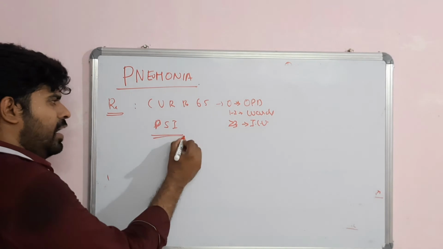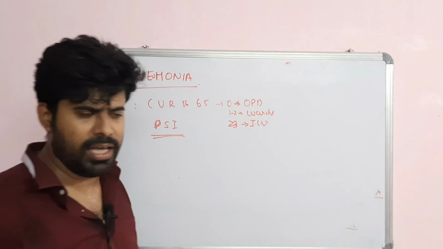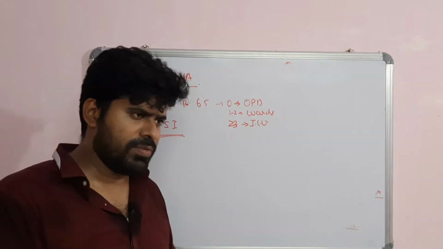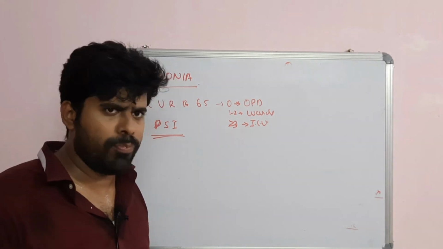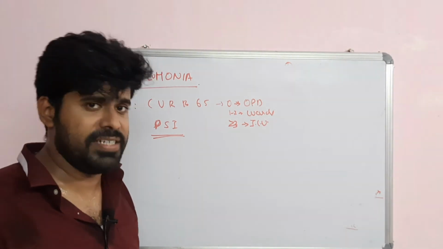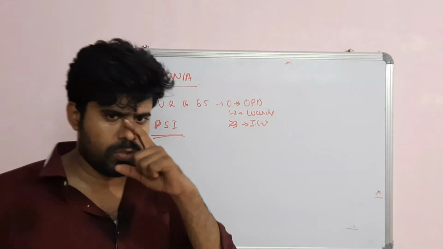Whereas PSI is based on multiple factors like age, comorbidities, and the patient's lab features. They are classified into 5 groups, and group A has a very low mortality rate. It is usually very difficult to calculate in an OP or emergency setting, so we go for the CURB-65 score.